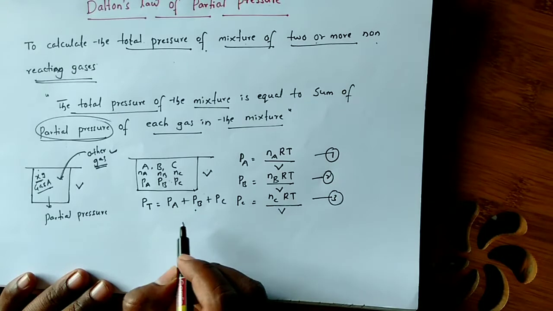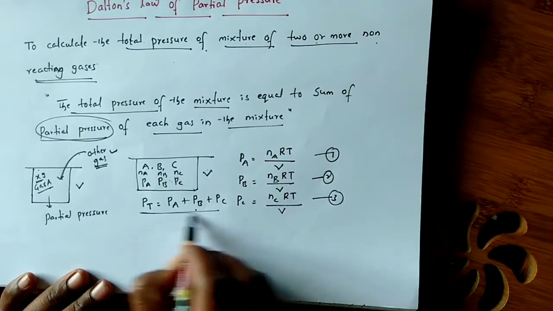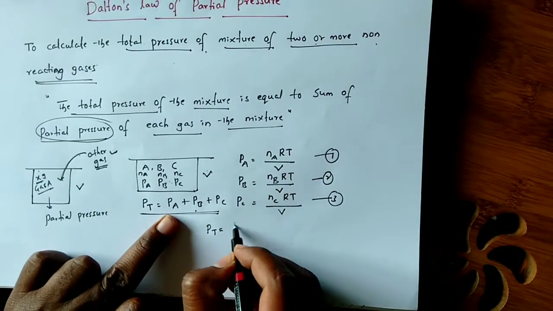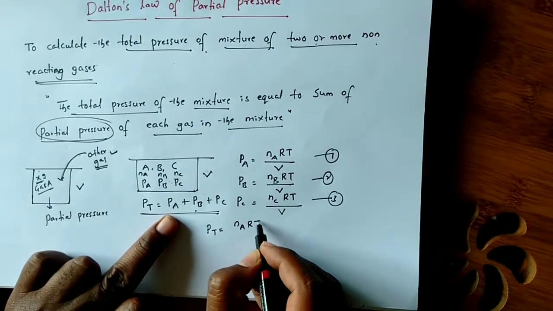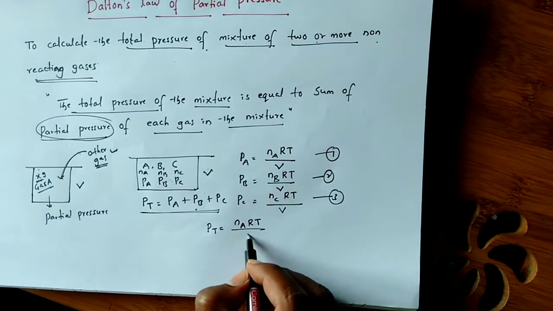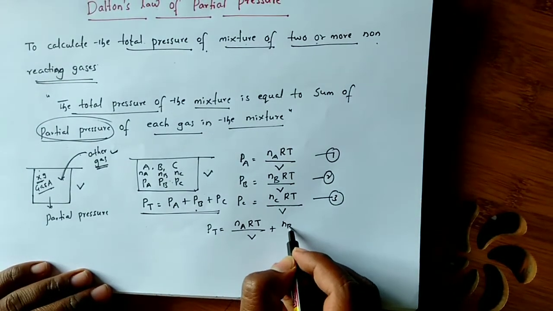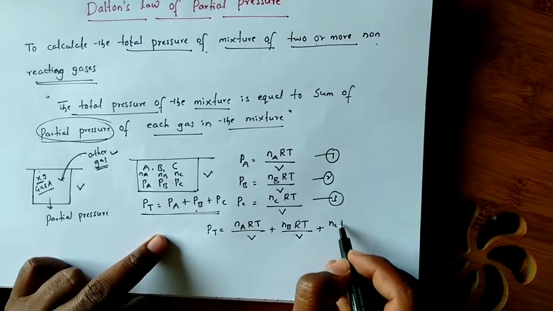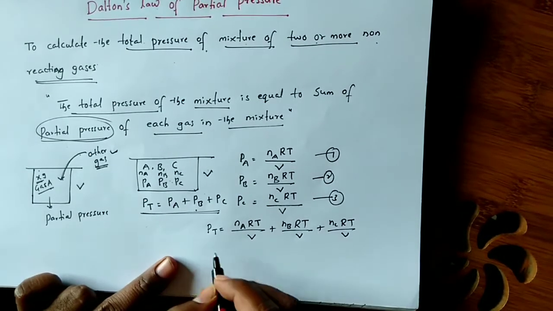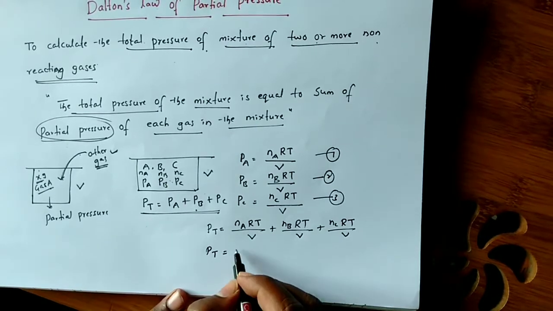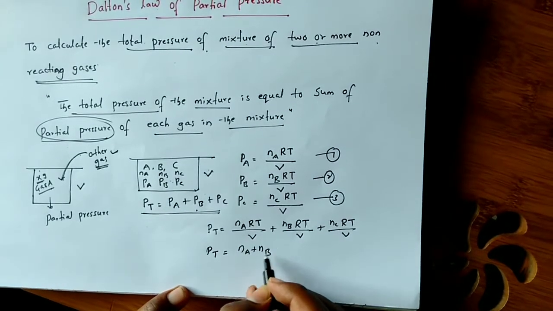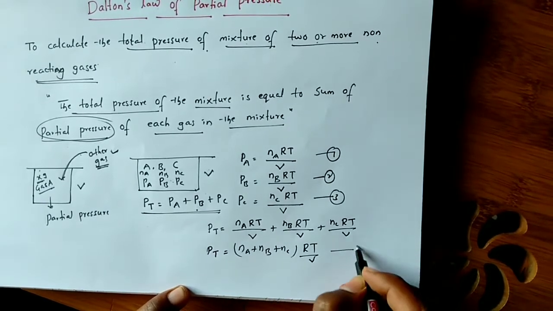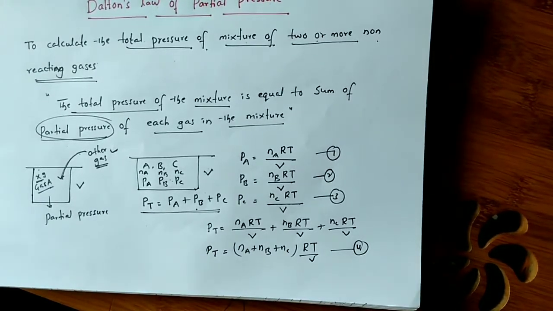What is the total pressure according to Dalton's law? Total pressure is equal to the sum of partial pressures, no? So I am writing here Na RT by V plus Nb RT by V plus Nc RT by V. So total pressure equals (Na plus Nb plus Nc) into RT by V. Assume this is equation 4.